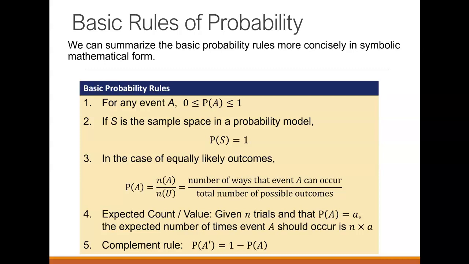Our expectation, our expected value. If we do n trials, and event A has a probability of A occurring, the expected number of times event A would happen is the number of trials times the probability that the event happens. Just as common sense, if we flip a coin 100 times, how many heads would we expect? 50, right? 1/2 times 100.